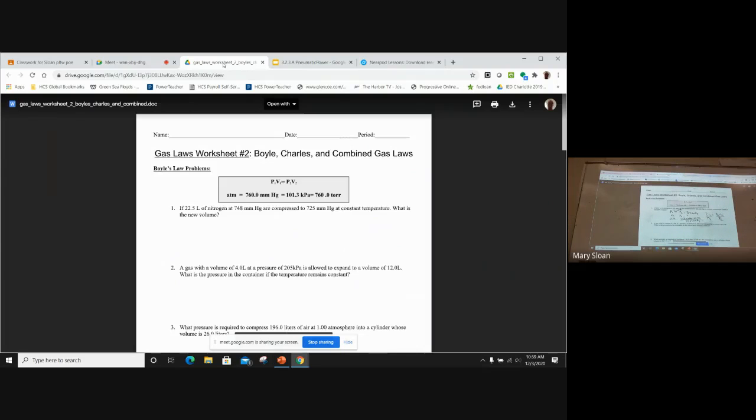So what I want you to do is, if you have a calculator, get it out. If you don't, open up your device. And I only want you to do this one problem today. Do the math. So it would be in liters.